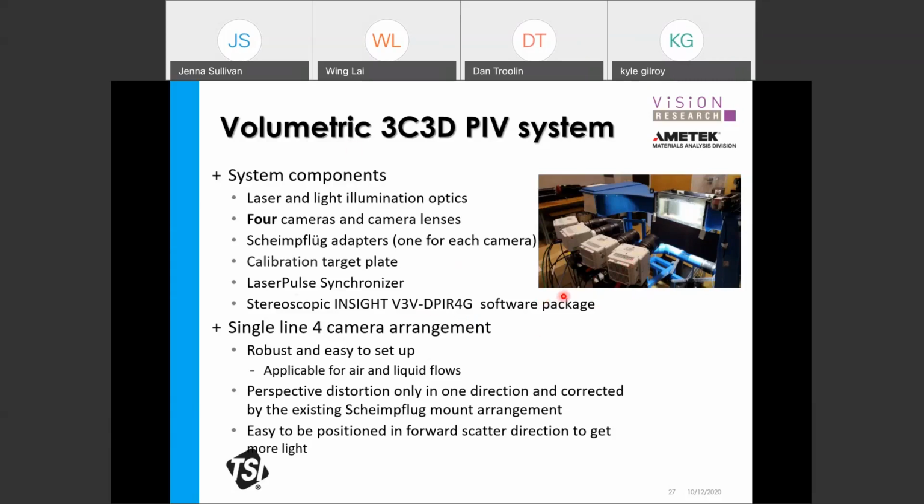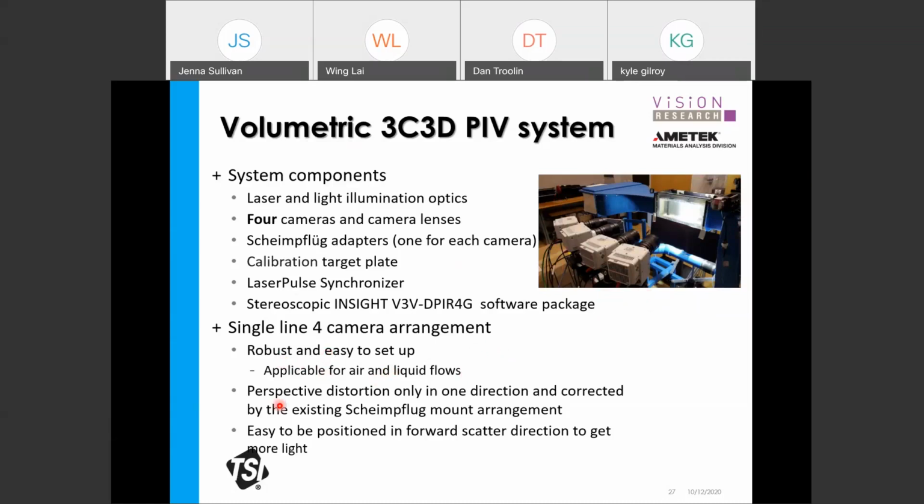One of the arrangements for the volumetric PIV is to actually have the cameras in different configurations. So one of the common arrangements is to have a so-called single line camera arrangement, like what we show in this picture here. So you can see that all 4 cameras are put onto a single line arrangement. What is the reason for doing that? The reason is that having all cameras in a single line arrangement is actually quite robust and easy to set up. This kind of arrangement can also be used in airflow and also water flow. So for this particular case, water flow applications.